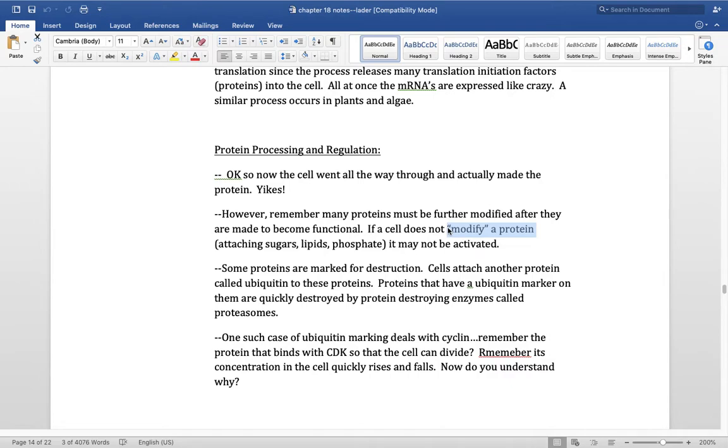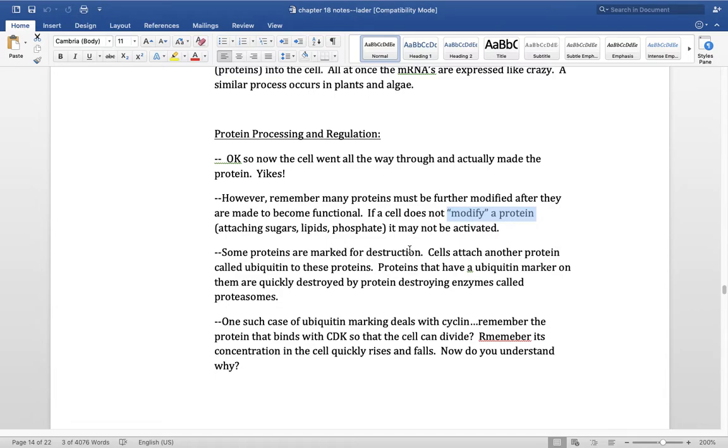And then some proteins are made, and after they've been used, it's time to destroy them. So think of cyclin. Cyclin does not last in the cell cytoplasm the entire time. It's marked for destruction. And this is something you should know. Some proteins are marked for destruction. Cells attach another protein called ubiquitin. If you get tagged with ubiquitin, that means you're going to get chewed up by the machinery of the cell. So proteins that have a ubiquitin marker on them are quickly destroyed by protein-destroying enzymes called proteasomes.